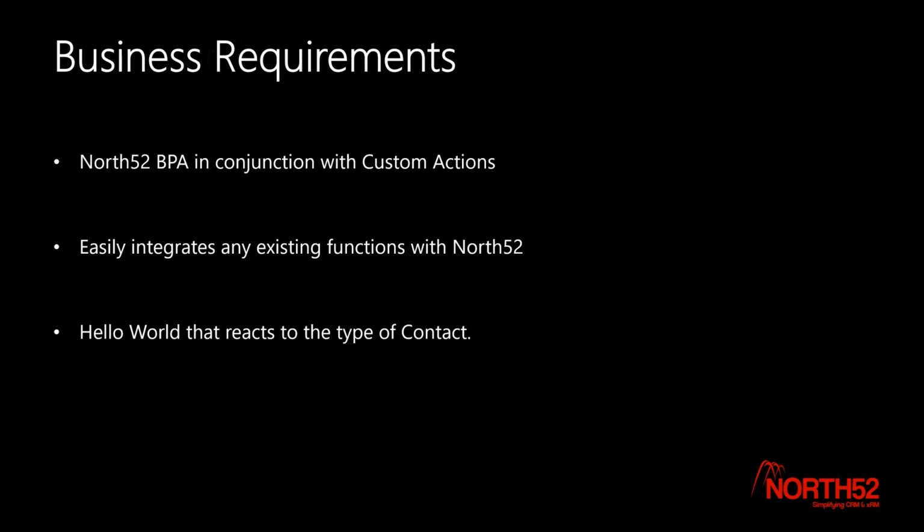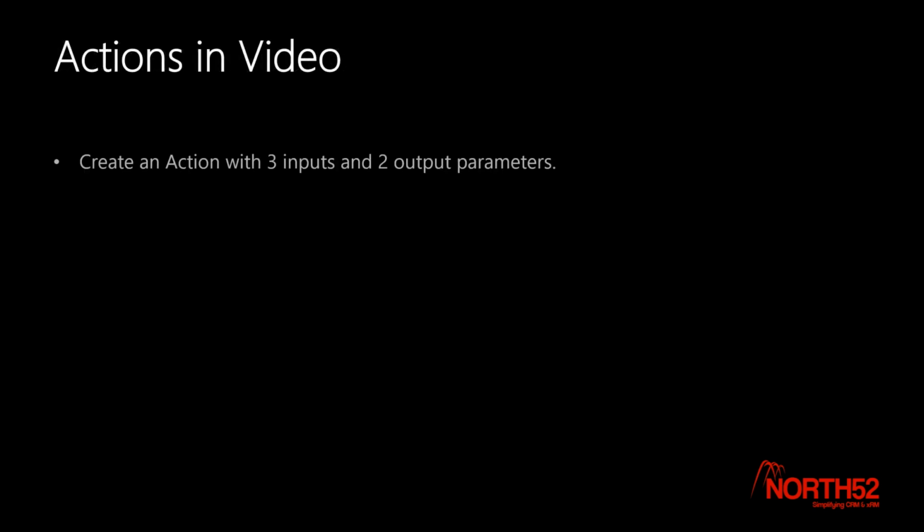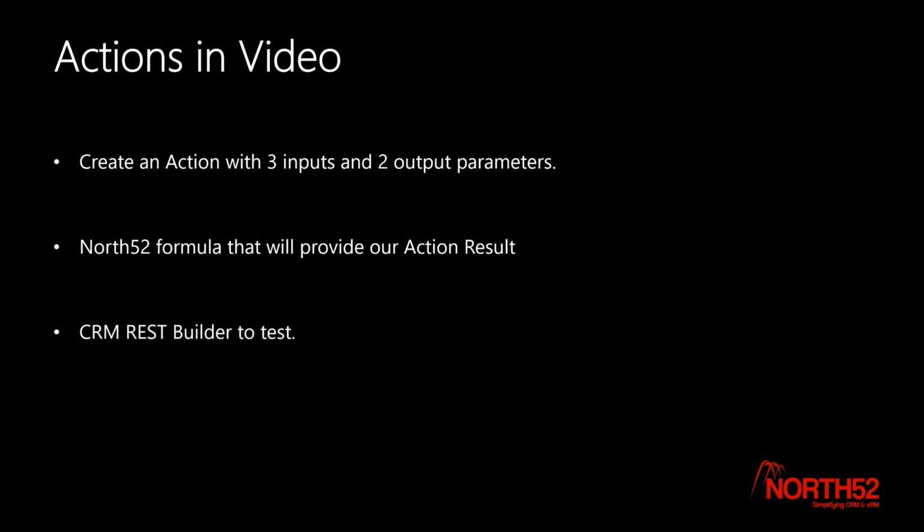So first, we will create an action with 3 inputs and 2 output parameters. We will then create a North52 formula that will update our output parameters depending on what kind of input we've gotten. Finally, we will show it working using CRM Rest Builder.